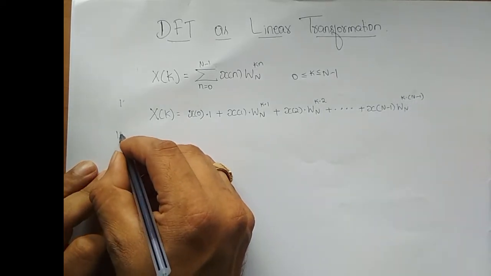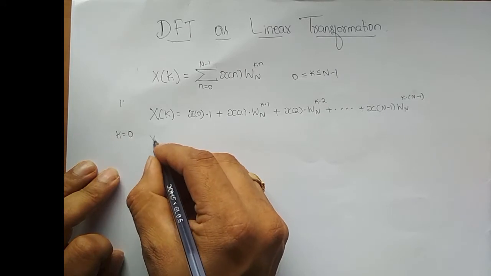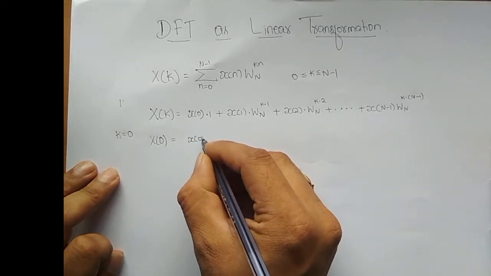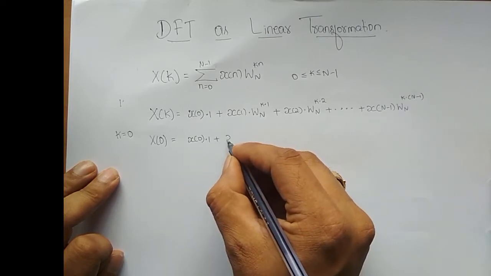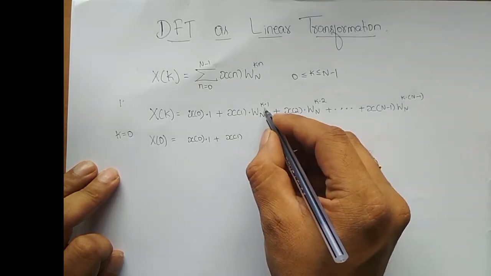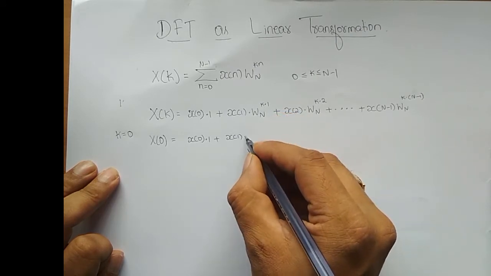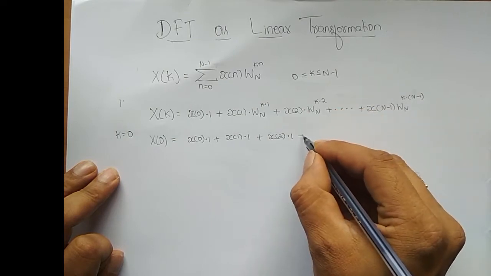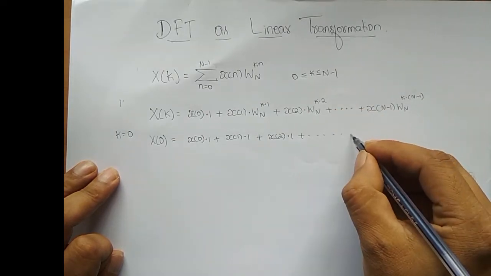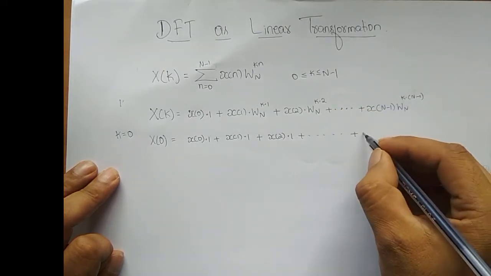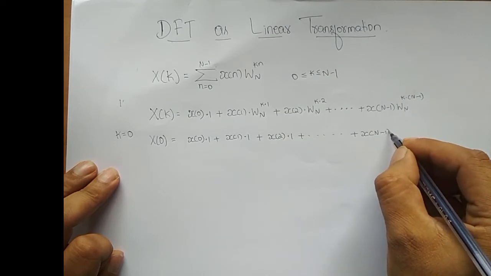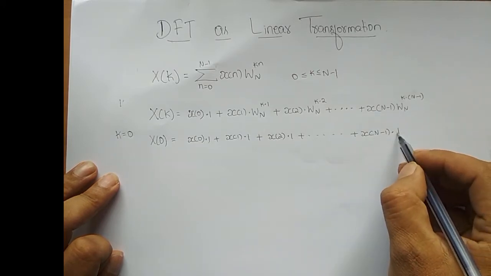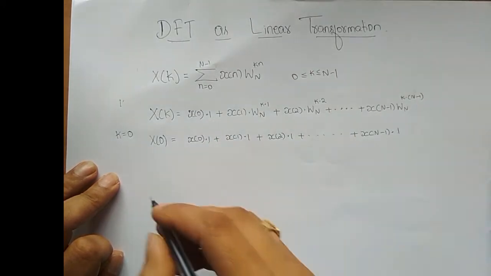Now we'll try to give values for k. When k is equal to 0, what happens? X of 0 is equal to small x of 0 into 1 plus x of 1 into W_N power 0, which is 1, plus x of 2 into 1, because k is 0, plus dot dot dot, plus x of N minus 1 into 1. All these 1 values are from this W_N.